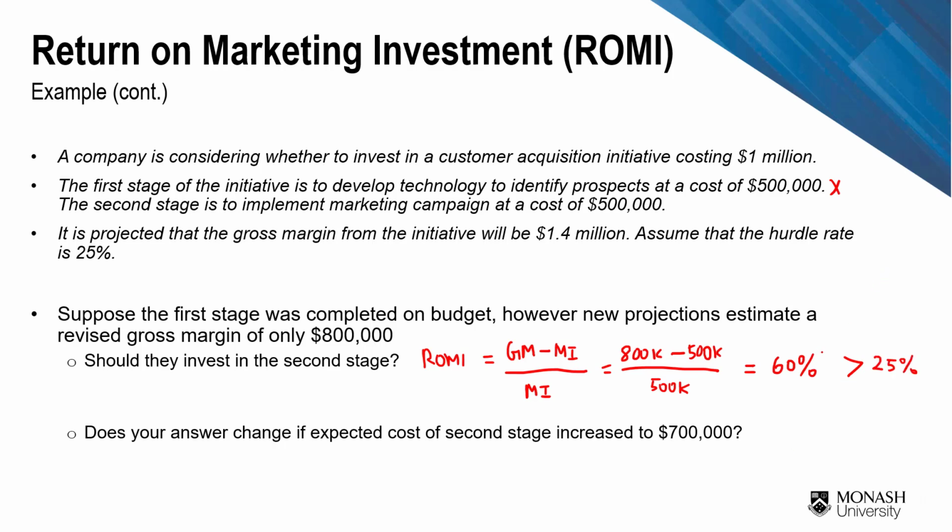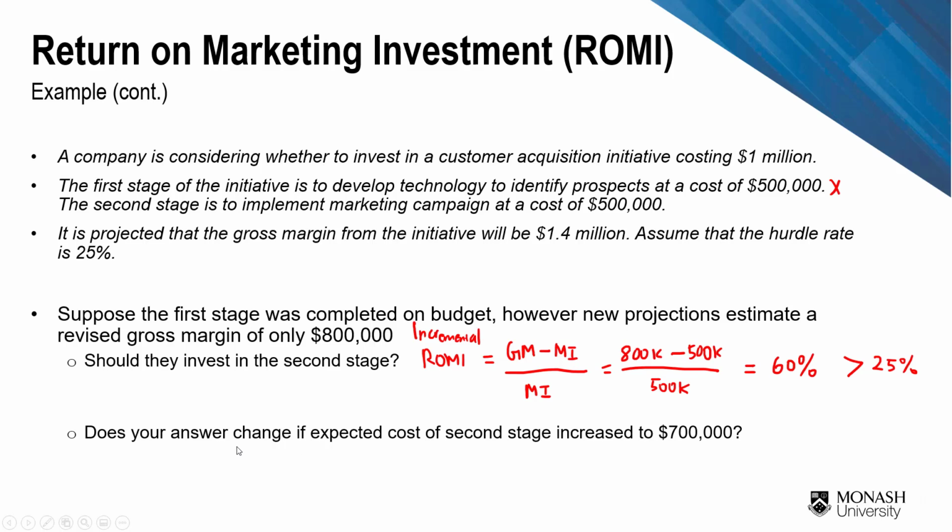So this is actually what we call an incremental ROMI. Okay, I should just write that down: incremental ROMI. We're not focusing on the first till the last, but we are focusing on the second stage only. That's why it's called incremental ROMI.